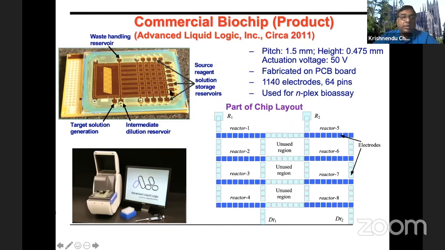So the reservoirs are on the edges. These are for the various samples and reagents. And then we had electrodes in the middle for transporting the droplets and doing incubation mixing. And then there was a sensing area. And then the package would be placed here. This was the instrument. And the instrument had power supplies, control software, memory, all built in. And the user would see things on the screen. So this was not a very small chip because it was a PCB device.